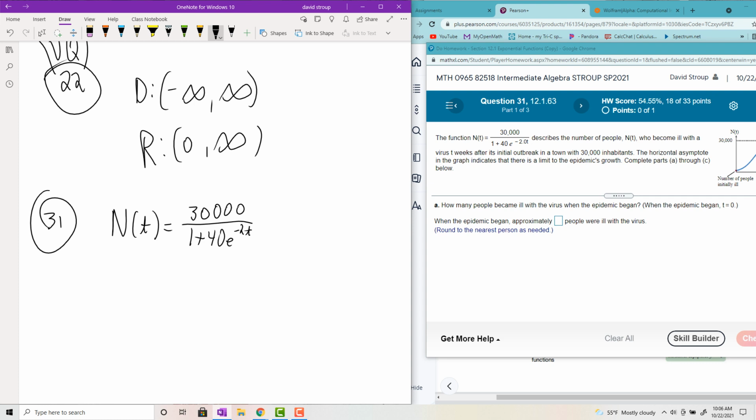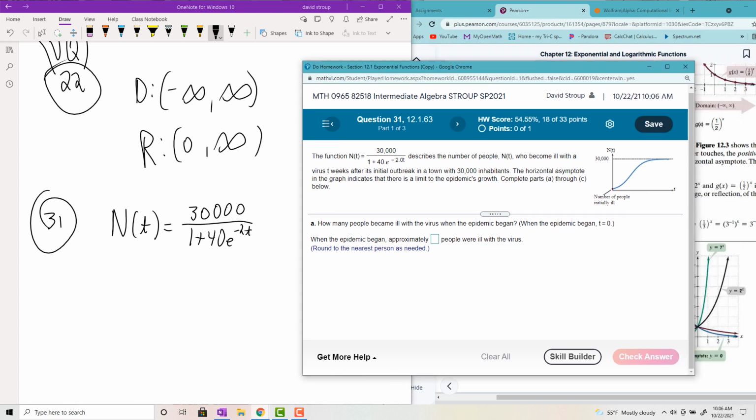Sorry, I won't elaborate. So this function describes the number of people who become ill with a virus t weeks after the initial outbreak in a town of 30,000 inhabitants. The horizontal line on the graph shows you the limit to the exponential growth, the epidemic growth. So in exponential growth, the number of people who are infected goes off to infinity. It just keeps going up and up and up.